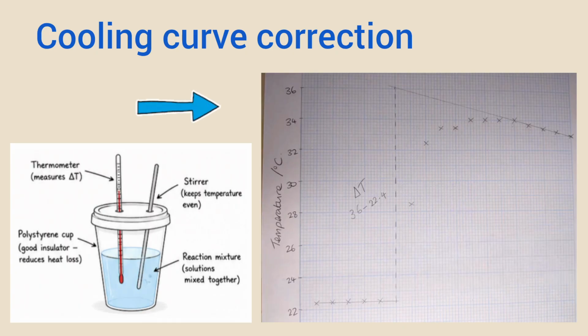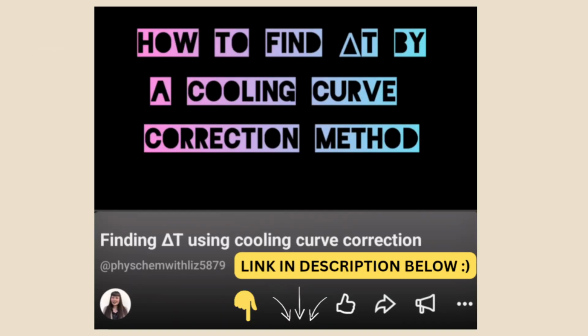Rather than using our highest and lowest, or final and initial temperature, and subtracting these to get our temperature change, we can find our temperature change graphically by extrapolating, which means extending the line of best fit back to the point at which the reaction started, and this will give us a more accurate delta T temperature change. I have another video that explains step by step how to do this, and I've linked it in the description below. Moving on to bond enthalpy.